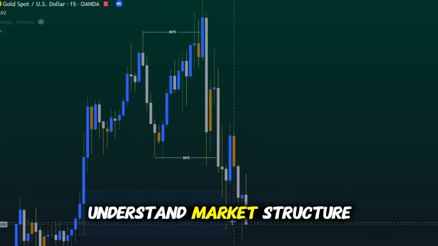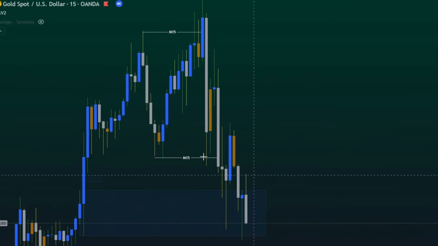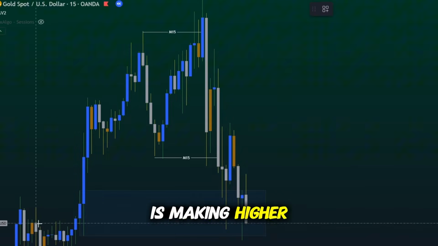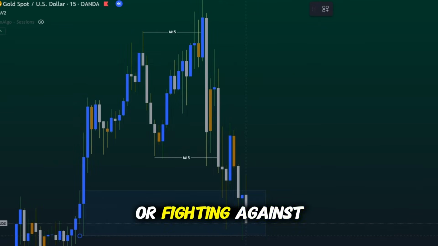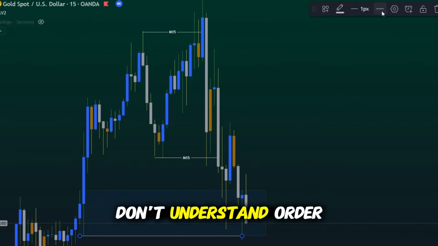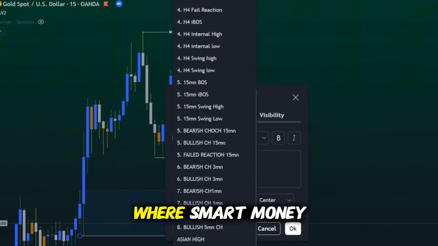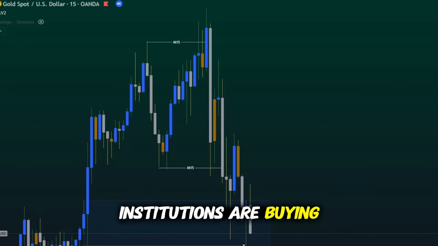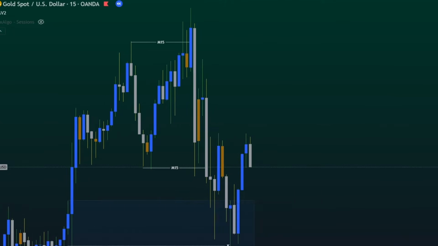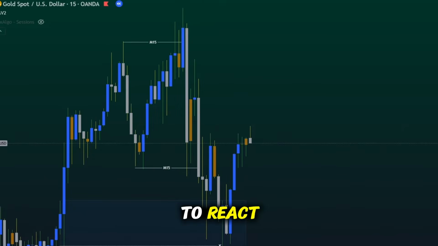When you don't understand market structure, you don't know the trend. You don't know if the market is making higher highs or lower lows. You don't know whether you're trading with momentum or fighting against it. And when you don't understand order blocks, you don't know where smart money actually enters the market. You don't know where institutions are buying, where they're selling, or where price is most likely to react.